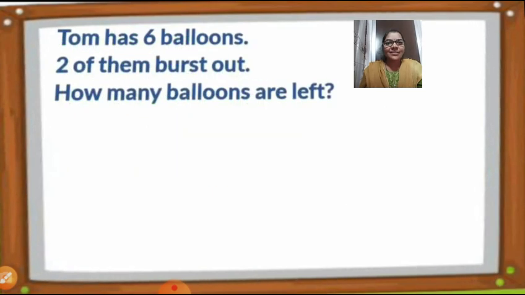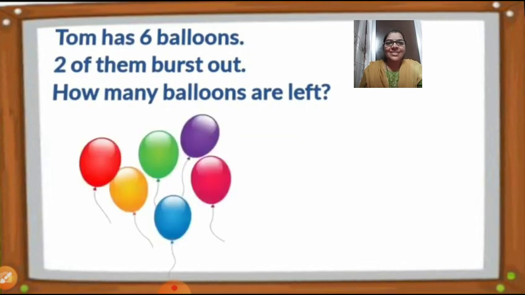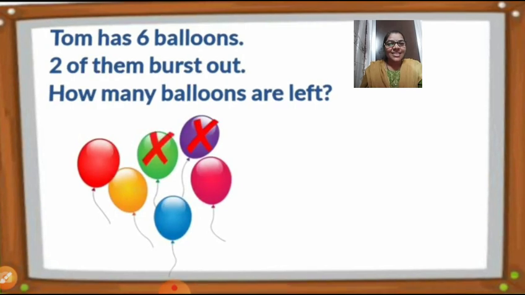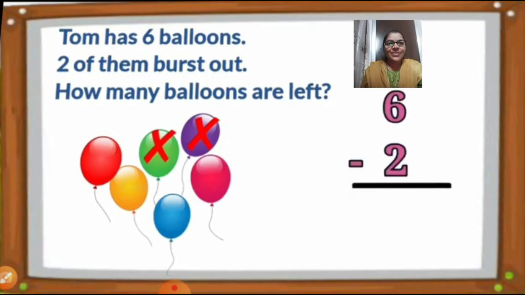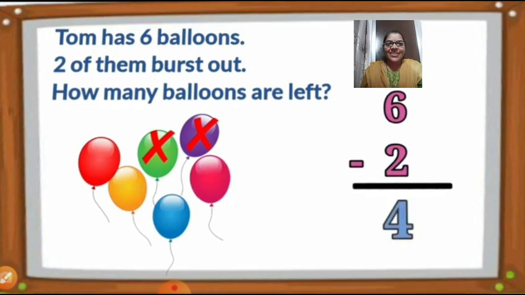Let's see another example. Tom has 6 balloons. 2 of them burst out. How many balloons are left? Tom has how many balloons? 6 balloons. Okay, look at the screen. Now 2 of them burst out. Then how many are left? Yes, who will tell me the correct answer? Do the subtraction. Okay, 6 minus 2 is equal to, yes, very good, 4. The correct answer is 4. 6 minus 2 is equal to 4.